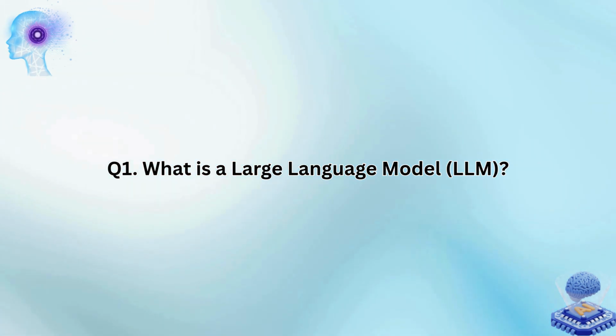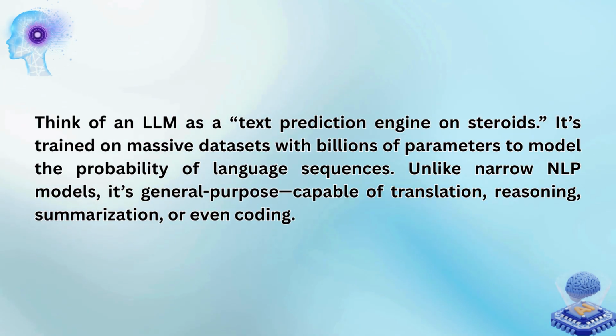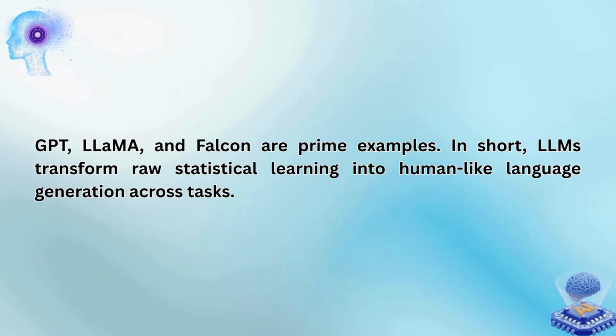What is a large language model, LLM? Think of an LLM as a text prediction engine on steroids. It's trained on massive data sets with billions of parameters to model the probability of language sequences. Unlike narrow NLP models, it's general purpose, capable of translation, reasoning, summarization, or even coding. GPT, LLaMA, and Falcon are prime examples. In short, LLMs transform raw statistical learning into human-like language generation across tasks.